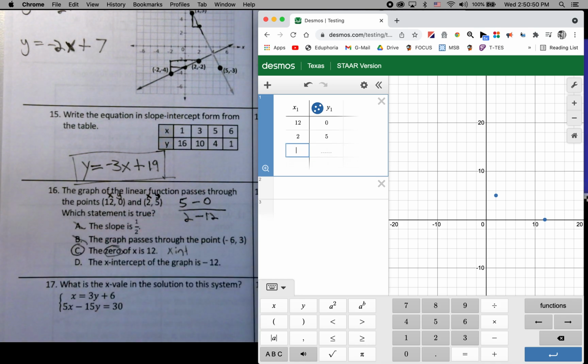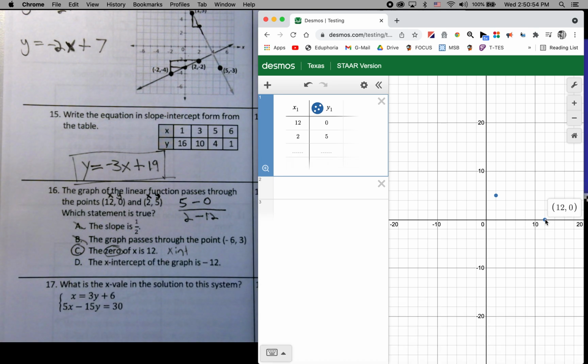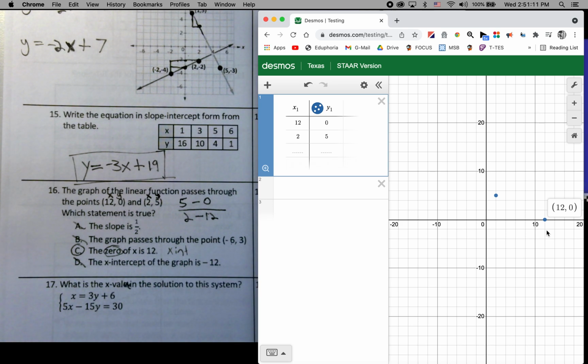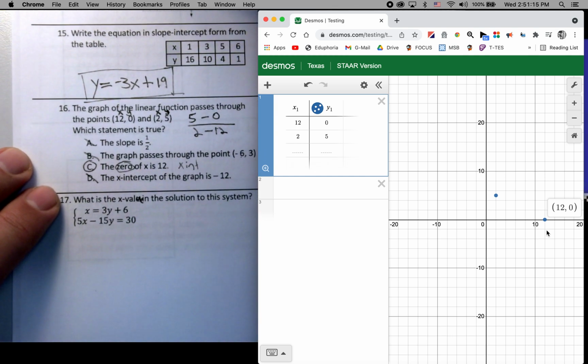Okay? And then the x-intercept of the graph is negative 12. Well, we just figured out it's on the x-axis at 12, right here. Negative 12 would be all the way over here. That's not true either. Has to be C. All right. What is the x-value? I think it's supposed to say value in the solution to the system. All right. So I'm going to move my camera down a little bit so we can get a little closer.